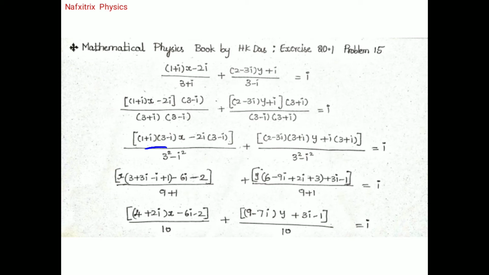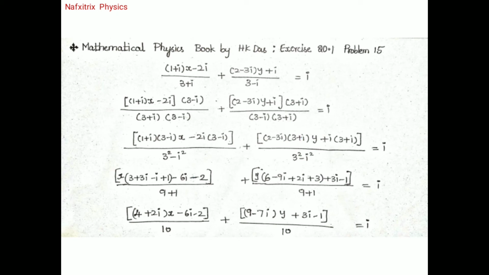So next, here if you see, minus 2i into 3, that is nothing but minus 6i. Next, minus 2i into minus i, that is minus and minus, plus 2i square, that is minus 2, since i square is nothing but minus 1. So next, 2 into 3 is nothing but 6, and next minus 3i into 3 is nothing but minus 9i. And 2 into i is nothing but 2i, and next minus 3i into i is nothing but minus 3 into i square, that is minus 3 into minus 1, that is nothing but plus 3.